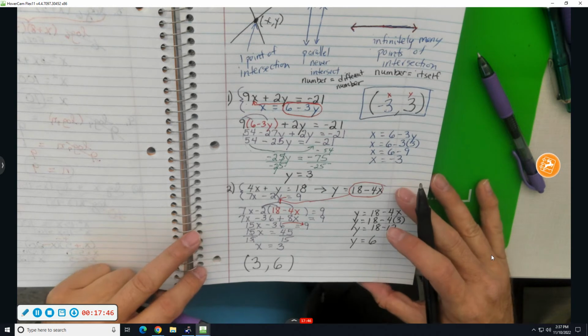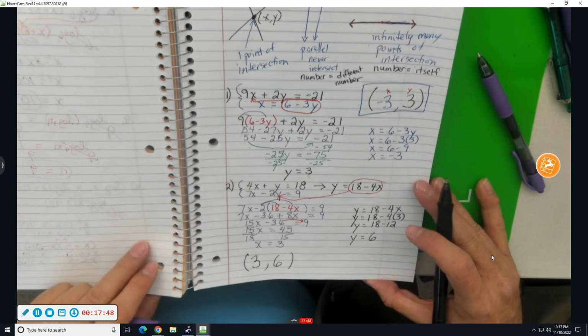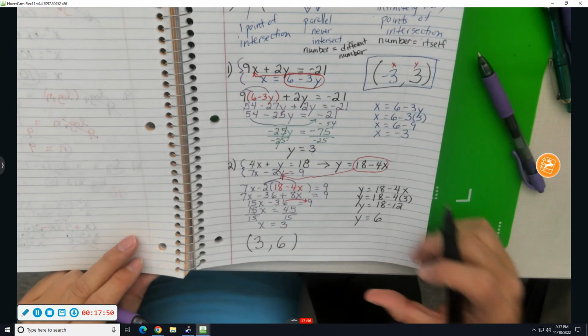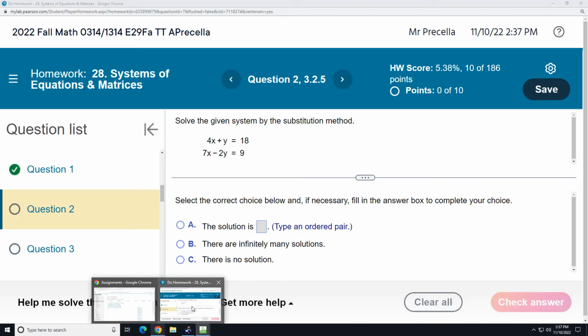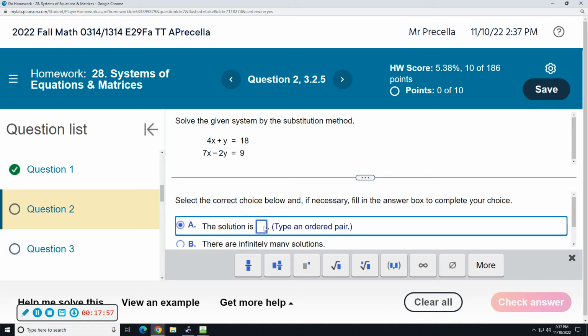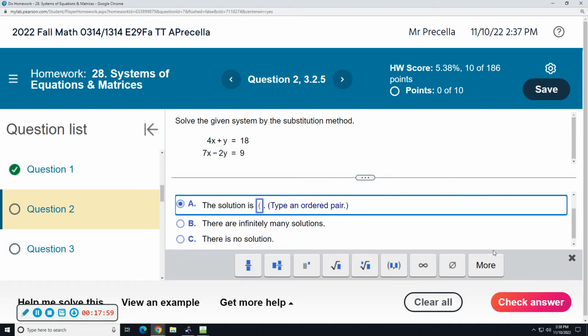But that's not going to happen. We're doing what I call the more interesting cases where we have the solution. So my brother says it was (3, 6).